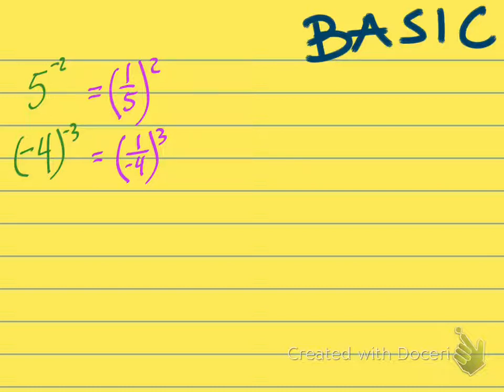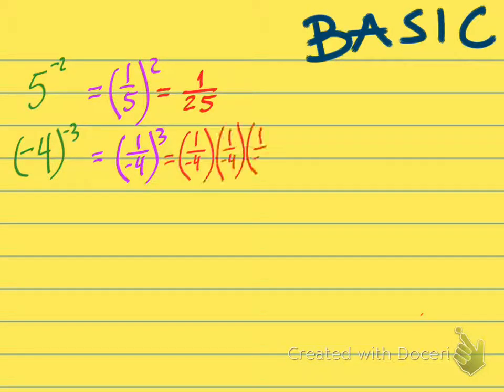So 5 to the negative second is equal to 1 over 5, the reciprocal of 5, squared. Negative 4 to the negative third is 1 over negative 4 to the third power, all right? And then when you expand those out, well, the first one's pretty easy. That's just 1 over 25. The second one, though, I just did this one here just to emphasize that negative sign on the 4 there. It's being raised to an odd power, to the third power. So you've got a negative 1/4 times negative 1/4 times negative 1/4. That's 3 negatives. That means that your answer is going to be negative. It's an odd number of negatives. So your answer is negative 1 over 64.